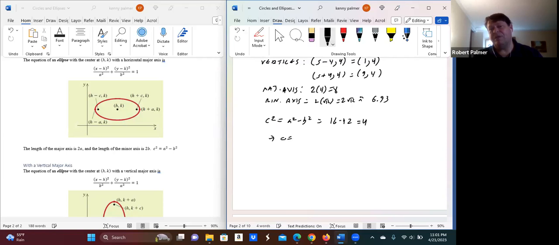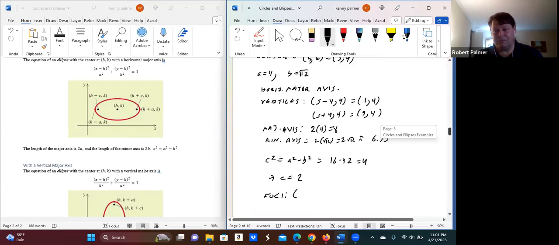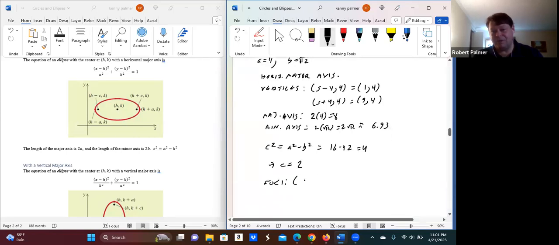So that gives us that c is equal just to 2, which is nice. Okay, so our foci, we have two foci here and here. This is h minus c and k. Remember, h was 5, so 5 minus 2 and k, which is 4, and that's going to be 3 and 4. And then the other one is going to be h plus c and k, so 5 plus 2 and 4, which of course is going to be 7 and 4.